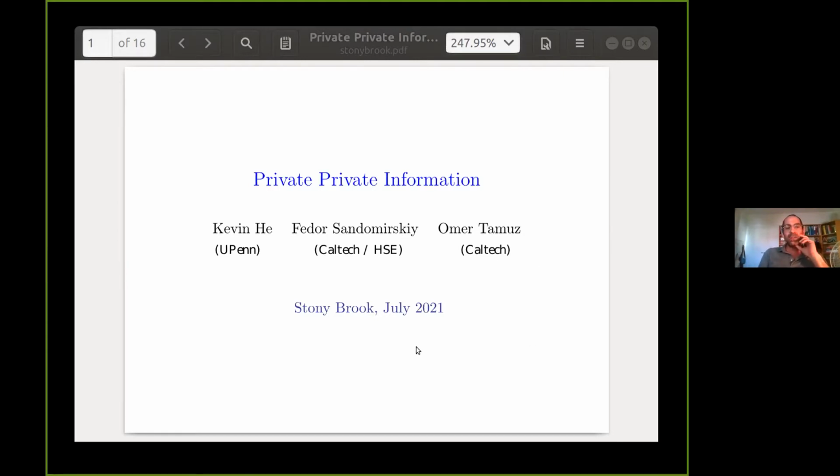Okay, so here's the model. It's very simple. Finite set of agents, a binary state of the world that's either low or high.